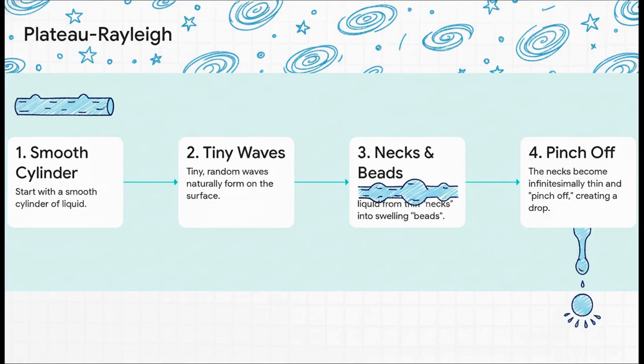Here's how it works. You start with a nice cylinder of liquid, but in the real world, nothing is perfectly smooth, right? There are always these tiny, random little waves on the surface, and that's all surface tension needs. It sees those waves and goes, aha, I can make my surface area even smaller if I pull water away from the skinny parts, the necks, and push it into the chubby parts, the beads. This just makes the necks thinner and the beads fatter, which speeds the whole thing up until pop, the neck gets so thin it just pinches off and a perfect little spherical drop is born.